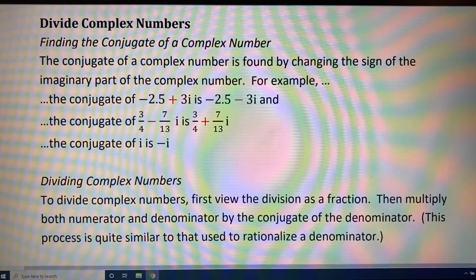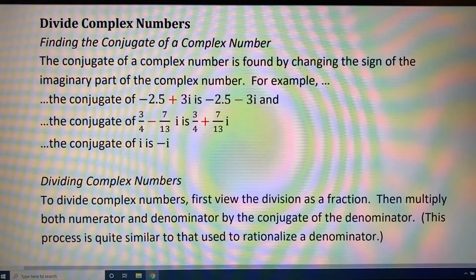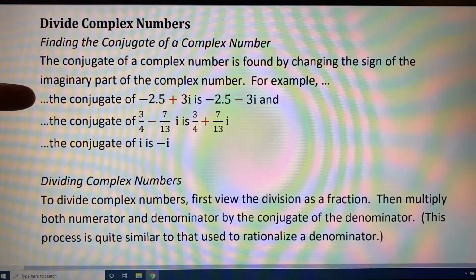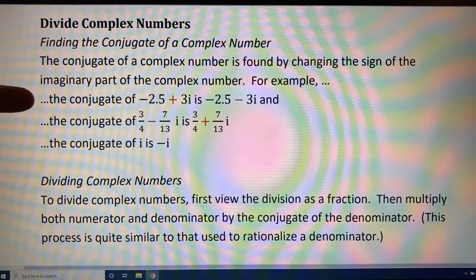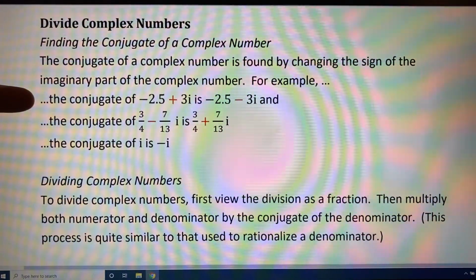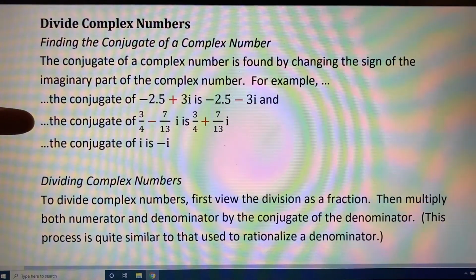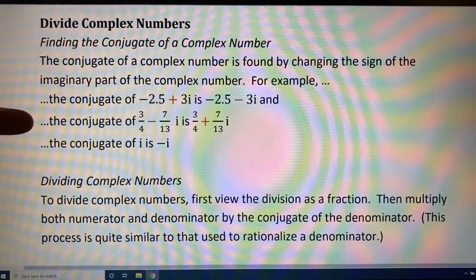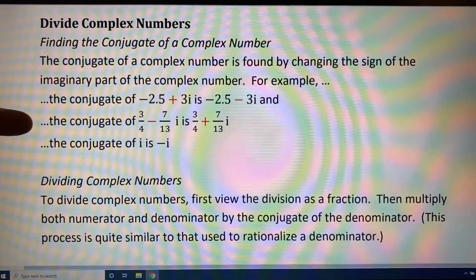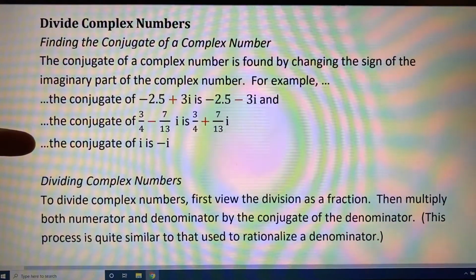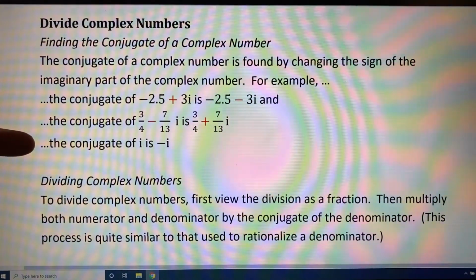Divide complex numbers. Finding the conjugate of a complex number. The conjugate of a complex number is found by changing the sign of the imaginary part of the complex number. For example, the conjugate of negative 2.5 plus 3i is negative 2.5 minus 3i. The conjugate of 3/4 minus 7/13 i is 3/4 plus 7/13 i. The conjugate of i is negative i.